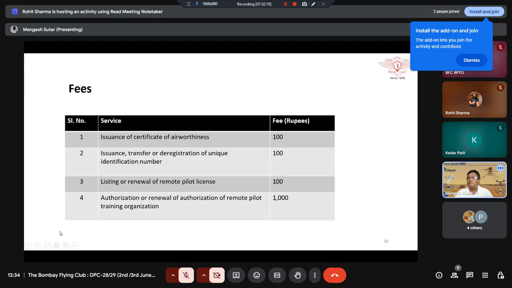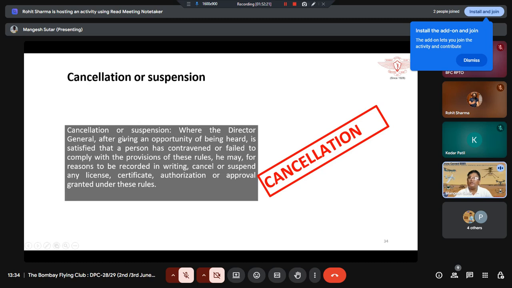So, last summary. Cancellation and suspension, as I told you, the Director General of Civil Aviation can cancel your license, certificate, authorization or approval granted under these rules. If you make any mistake or do anything wrong, or you do not follow the rules, regulations, safety and security protocols, your license, certificate, authorization or approval can be cancelled by the DGCA. You will be given time to justify that you are not guilty, but if you do not give those justifications or valid reasons, it can be cancelled or suspended indefinitely.